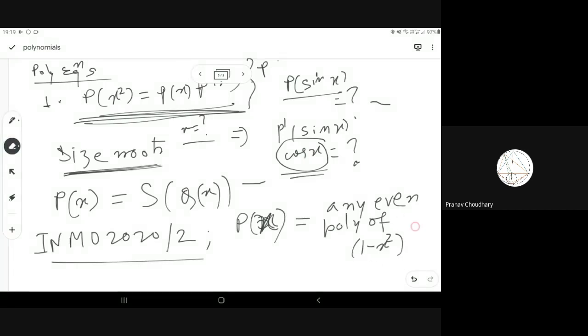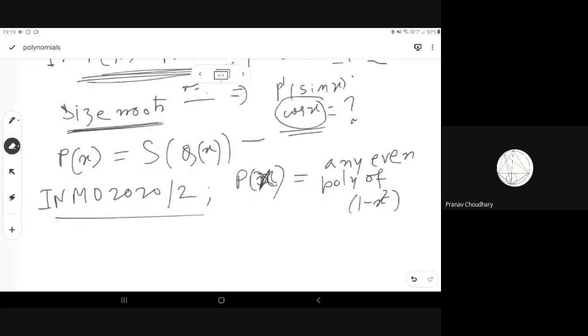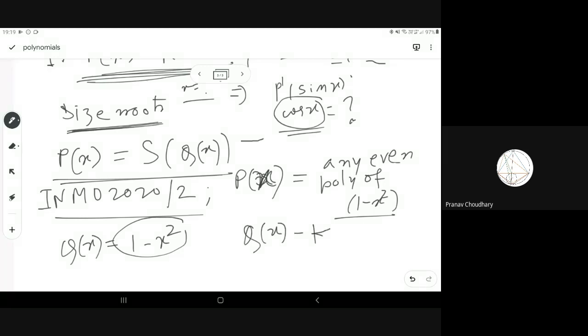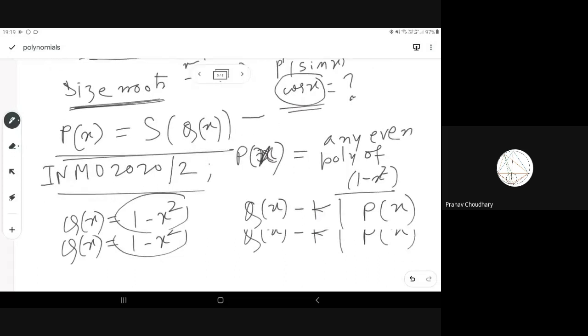So this is one idea you need to remember: when you feel the solutions are of this kind of form, with a polynomial of a lower degree solution, then we guess the solution with minimal degree. In this case, we guess 1 minus x square is a solution, and we prove that q of x equals 1 minus x square, and that for some constant, say k, q of x minus k divides p of x, and then we induct on degree.